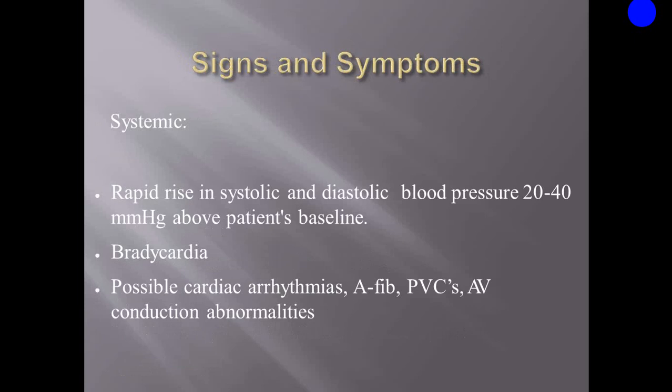Signs and symptoms. The systemic signs and symptoms are a rapid rise in systolic and diastolic blood pressure, 20 to 40 millimeters of mercury above the patient's baseline. Bradycardia occurs. Possible cardiac arrhythmias, such as PVCs and AV conduction abnormalities, or atrioventricular conduction abnormalities.